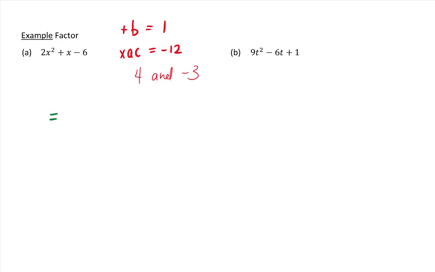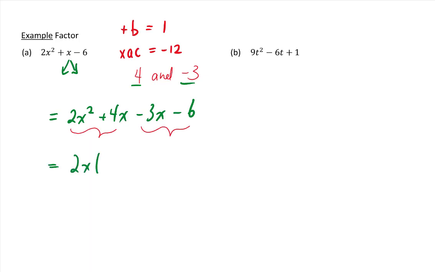So now let's work on the problem. We have 2x squared. We need to split up this x, and we see that 4 and negative 3 were our magic numbers. So I get plus 4x minus 3x minus 6. Next step, factor by grouping. Take out the common factor from the first two. That leaves me with x plus 2. And the common factor from the next two. That leaves me with x plus 2.